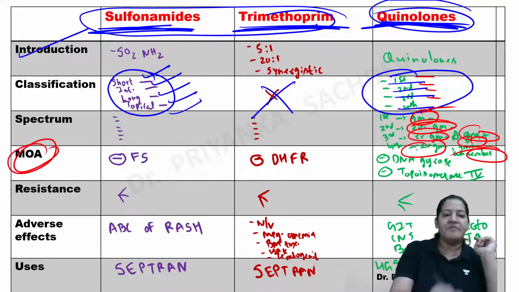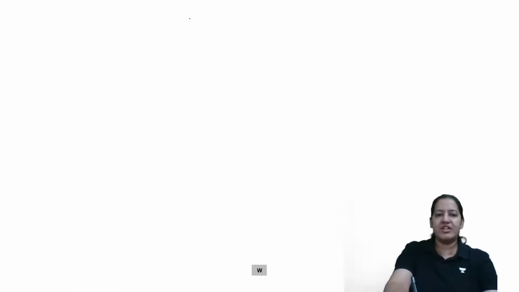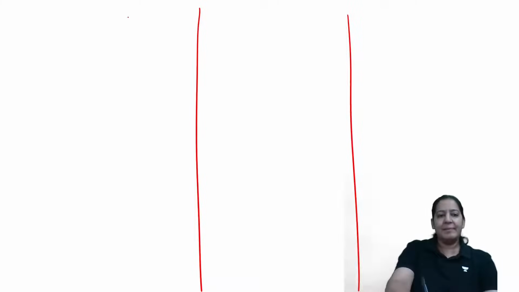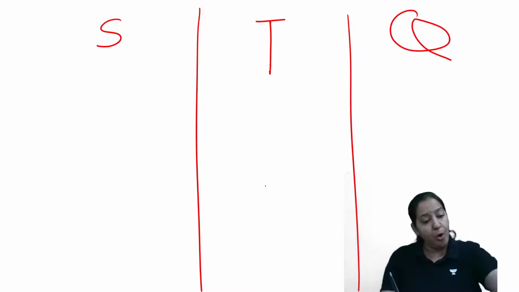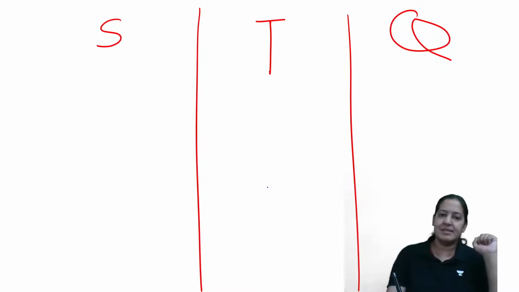Tell me the most important mechanism of action of all three. Can you tell me the mechanism of action of the three drugs? Tell me the mechanism of action of sulfonamide, trimethoprim, and quinolone. I know all three are nucleic acid synthesis inhibitors, but tell me the exact step.